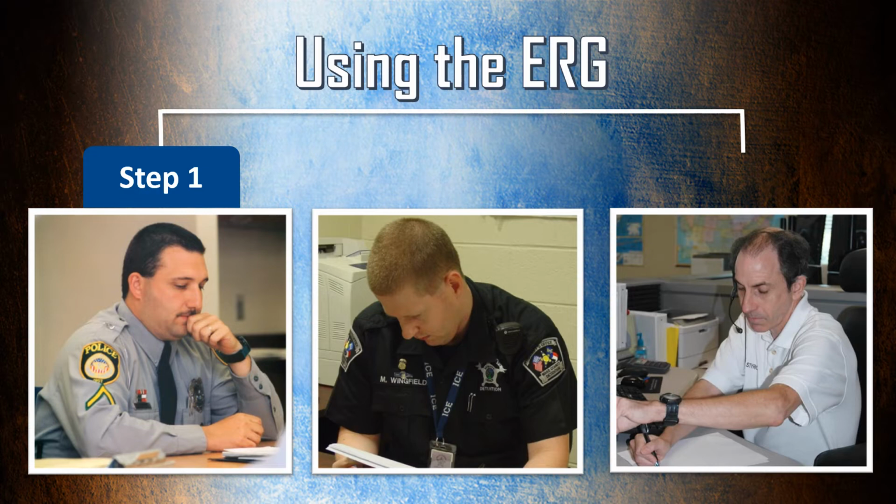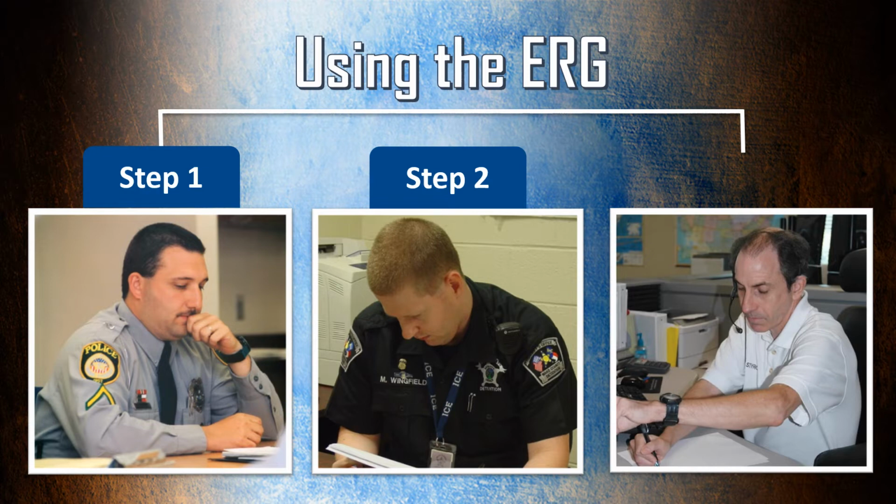Step 2. Find the appropriate 3-digit guide number in either the ID number index, which are your yellow bordered pages in the ERG, or the name of the material index, which are your blue bordered pages in the ERG. If the guide number is supplemented with the letter P, it indicates that the material may undergo violent polymerization if subjected to heat or contamination.